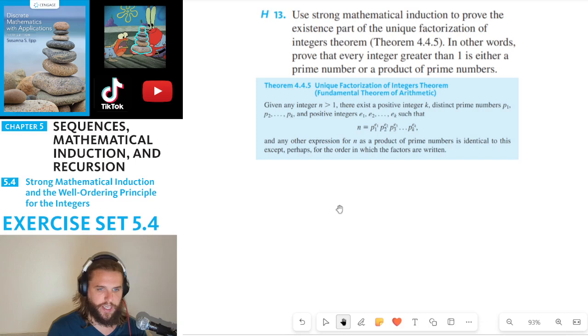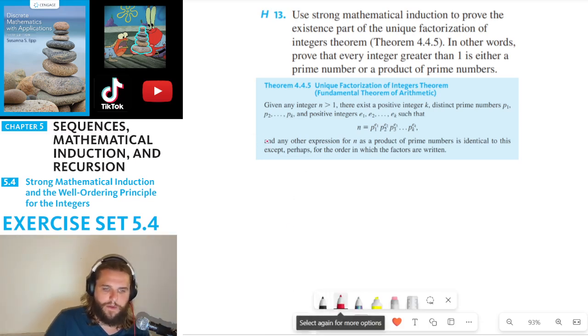theorem of arithmetic, which says given any integer n greater than 1, there exists a positive integer k, distinct prime numbers p sub 1, p sub 2, and so on up to p sub k, and positive integers e sub 1, e sub 2, and so on up to e sub k, such that n equals p1 to the e1 times p2 to the e2 times p3 to the e3 times, and so on up to p sub k to the e sub k. And any other expression for n as a product of prime numbers is identical to this, except perhaps for the order in which the factors are written.